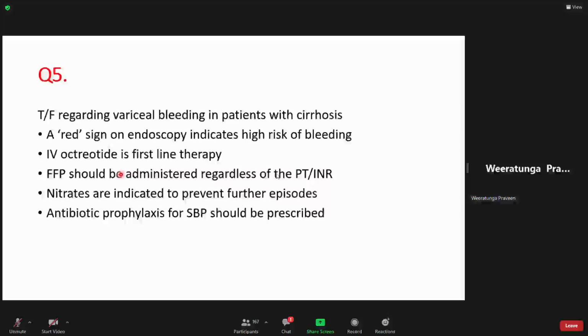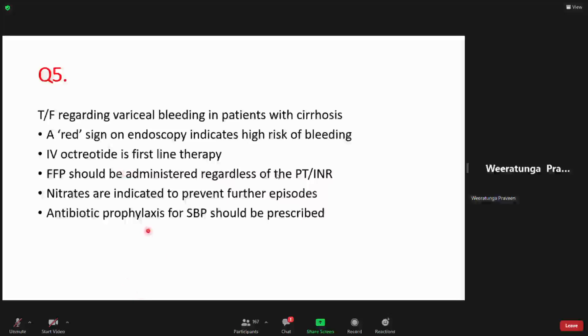And for SBP, you should give ceftriaxone, right? Ceftriaxone as prophylaxis. So there are two prophylaxes: this one, and the prophylaxis given after SBP has developed. Right. In the acute episode when they are bleeding, you should give them SBP prophylaxis with ceftriaxone. Right? Okay.